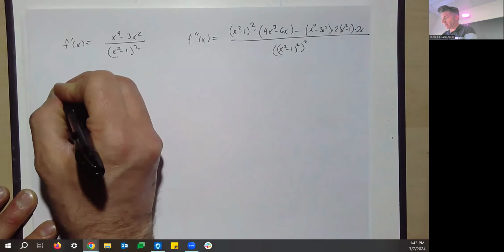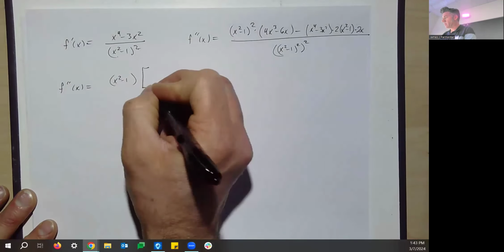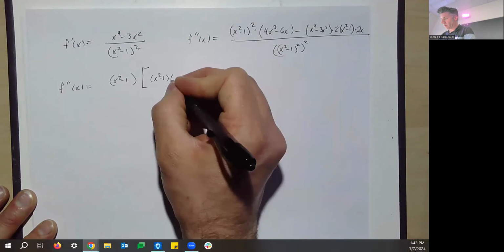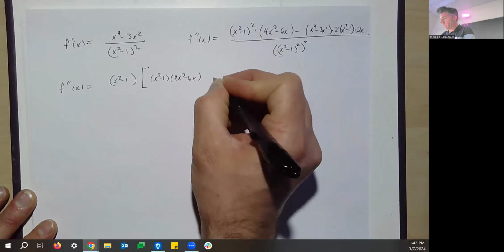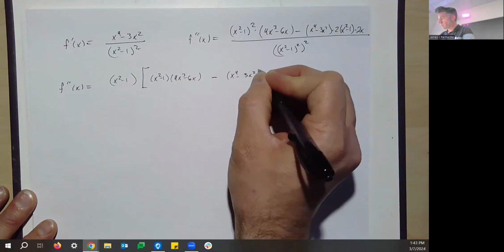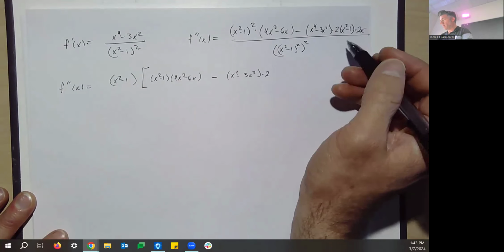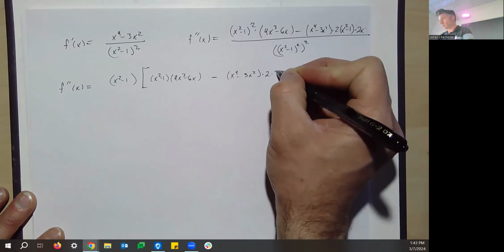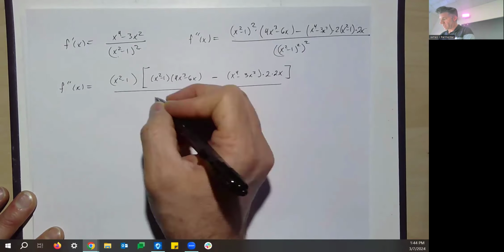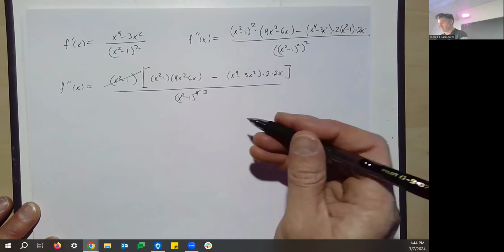So I'm going to rewrite this as f double prime of x equal to x squared minus 1 times, in this first piece, I'm left with still an x squared minus 1 times 4x cubed minus 6x, minus, in the second piece, x to the fourth minus 3x squared times 2 times another 2x, no x squared minus 1 because that part got factored out, all divided by x squared minus 1 to the fourth. We cancel an x squared minus 1 with an x squared minus 1. And then we try our best to simplify this monstrosity in here.